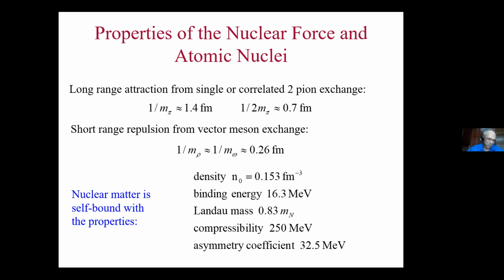So as I learned when I was a graduate student at Berkeley from my advisor and other people, the density of saturated nuclear matter is about 0.15 nucleons per cubic Fermi. Binding energy is about 16 MeV. There's something called the Landau mass, which is about 83% of the vacuum nucleon mass. There's the compressibility. How compressible is nuclear matter? It's been a topic of investigation for a very long time. Let's just take it to be 250 MeV, not worrying about the uncertainties on that number. And then there's an asymmetry coefficient of about 32 MeV, which tells us that if you have more neutrons than protons, you have to pay a price for that. That's the asymmetry energy. There are one or two other parameters, but these are the main ones I have in mind.